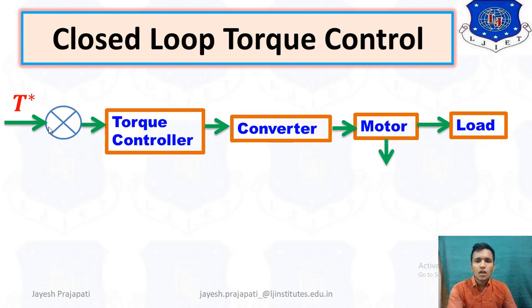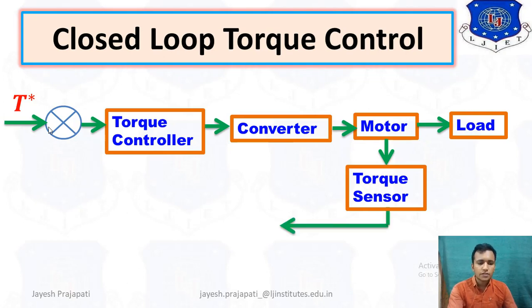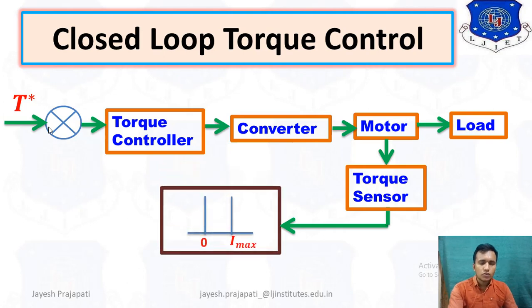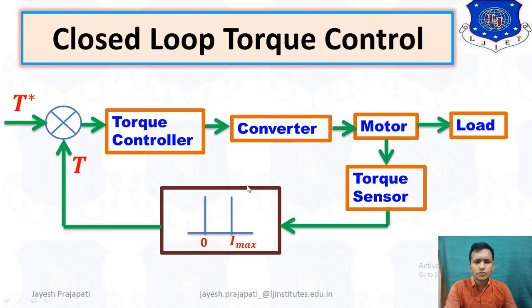Okay, now from the motor we measure the torque by using a torque sensor, and it is given to a threshold limit controller. Here we have used a threshold limit, but sometimes it will not be used. Then you give it directly from the torque sensor to the summing point. That is the positive and negative terminal for the closed loop torque control system. So that is the actual block diagram of the closed loop torque control system.